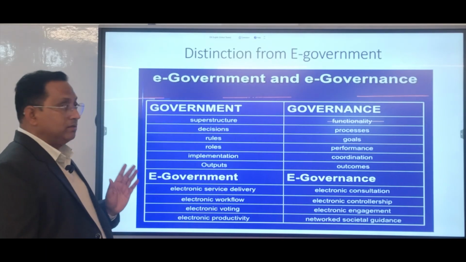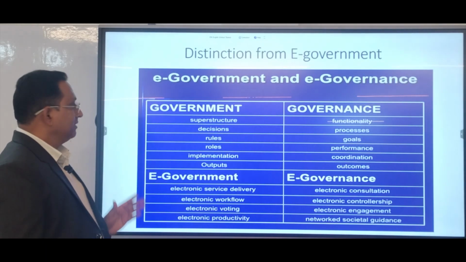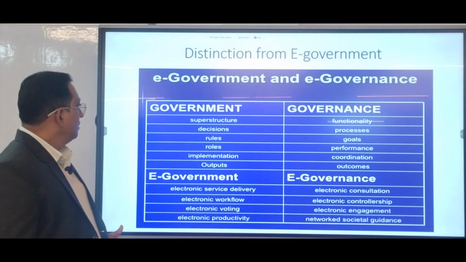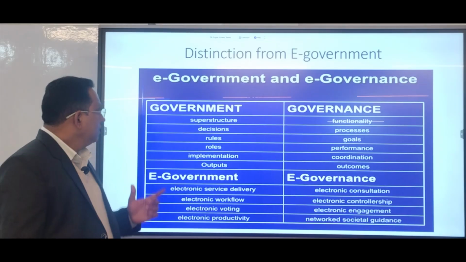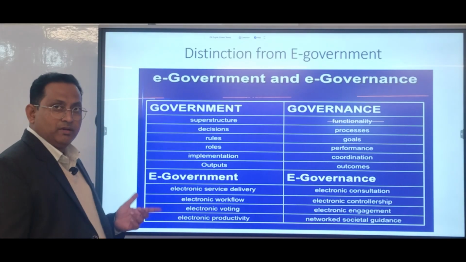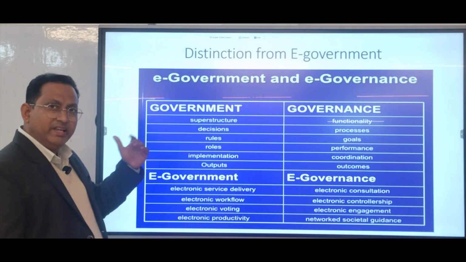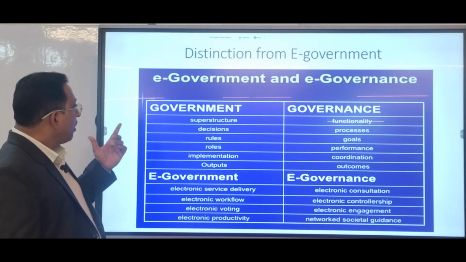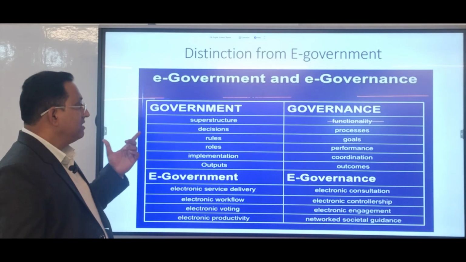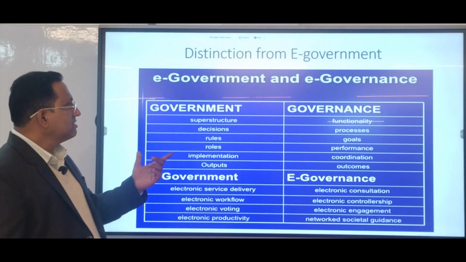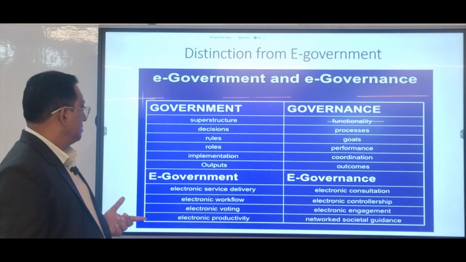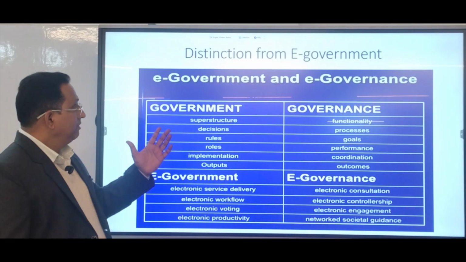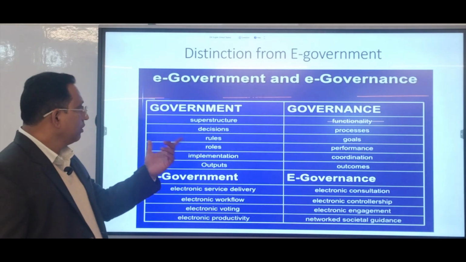Now come to the distinction from e-government. That means we'll have a look at the difference between e-government and e-governance. When we talk about the government, it is always about the superstructure. But when it comes to e-governance, it is about the functionality. In the government system, we always talk about the decisions, but in the e-governance system, we talk about the processes. In the government system, it is about the rules, whereas in the governance system, it is about the goals.